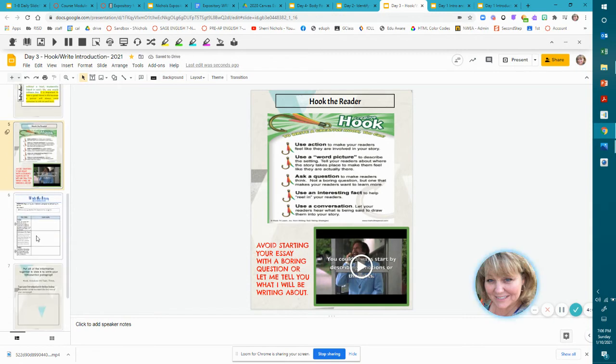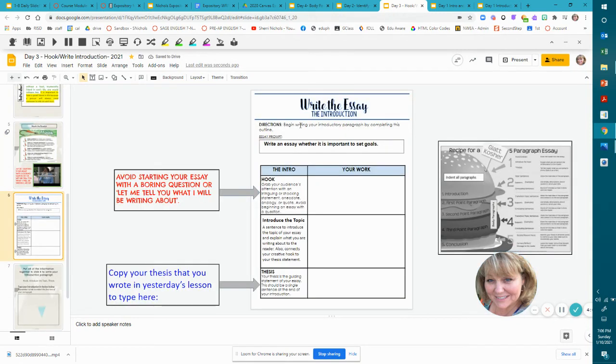All right, so writing your essay. Directions: begin writing your introductory paragraph by completing this outline. Your hook. So what is your hook for? And here's the hamburger recipe that we've talked about several times in class. Start typing your hook here. Introduce your topic here. Write your thesis statement here. And you can just copy your thesis statement from what you wrote yesterday.